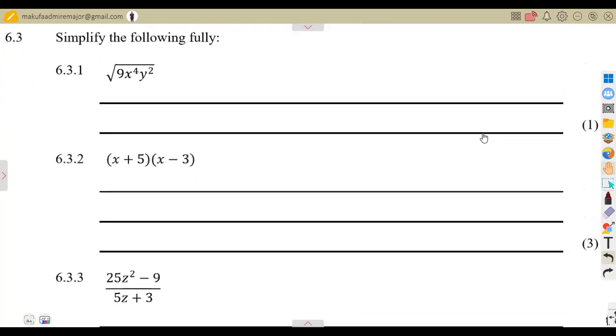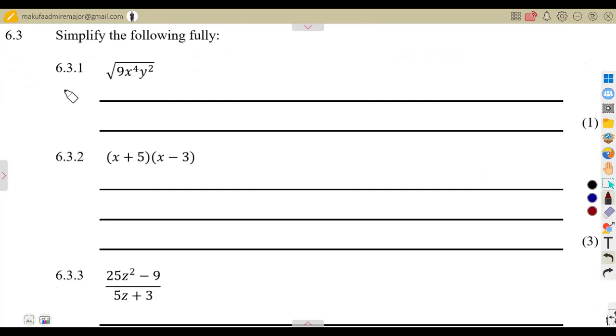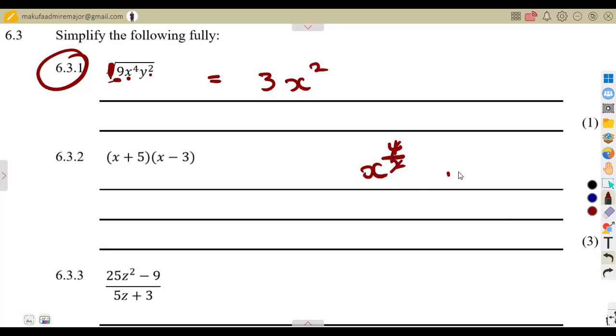All right, 6.3, simplify the following. The square root of 9x to the exponent of 4 y to the exponent of 2. So we know the square root of 9 is 3. But what about x to the power of 4? When working with the square root, to remove that square root, you divide these exponents by 2. So x to the exponent of 4 divided by 2 will be x squared. On y to the exponent of 2, you divide by 2 again. That is going to be y to the exponent of 1, which is just y. That is the idea.